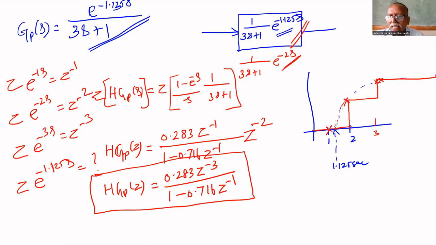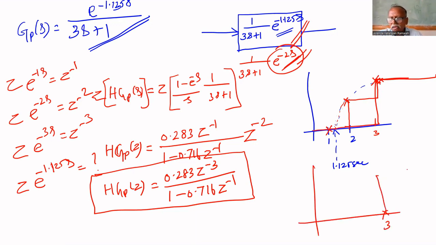Y of Z we get only at the second sampling period. But we are approximating this to 2. That's why if you assume this is the dead time, you will get it only at the third sampling period, because we approximated 1.125 into 2 sampling periods. That's why you will get a response only at the third sampling period.